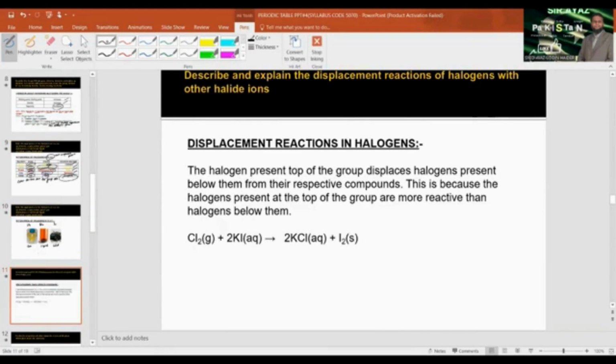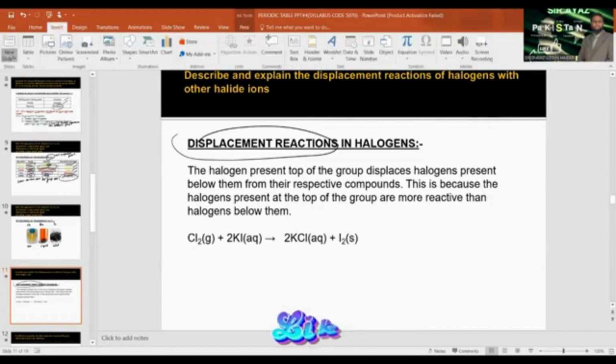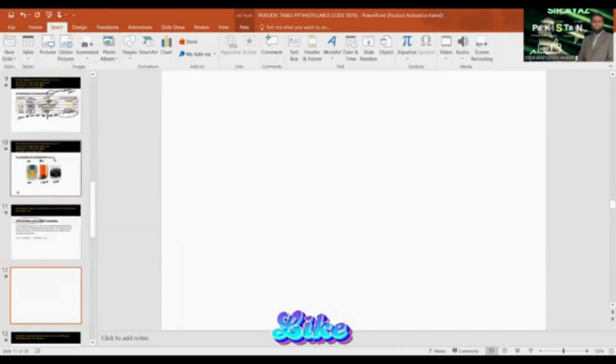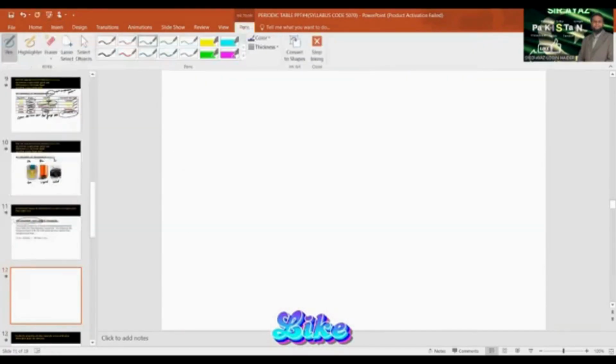So here's another important reaction in halogens, displacement reactions in halogens. What are displacement reactions? You should know the displacement reactions. First of all, the concept of displacement reactions. What are displacement reactions?